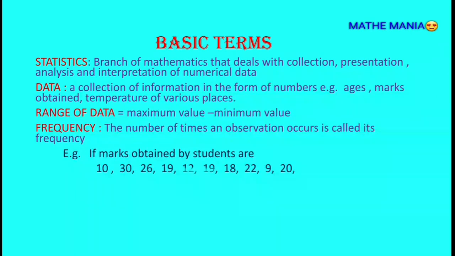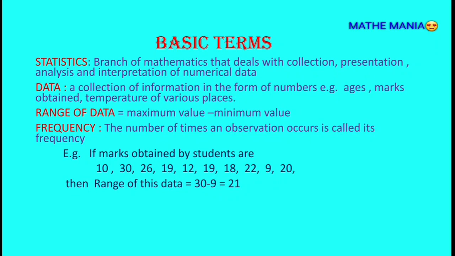These are the marks obtained by some students of a class. Now, if you look at it carefully, the minimum value of the data is 9 and the maximum value is 30. So, what would be the range? Yes, it would be 30 minus 9, that is 21.